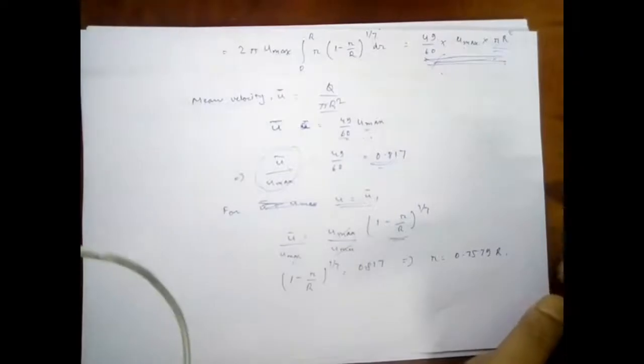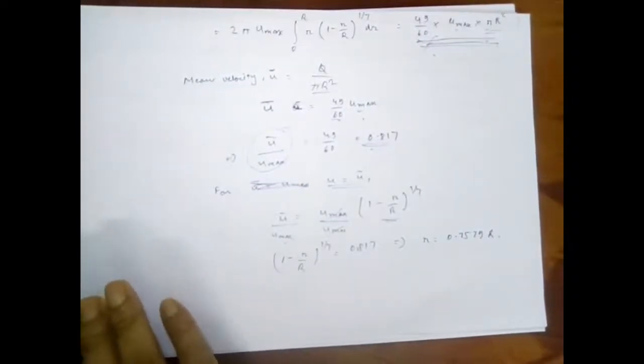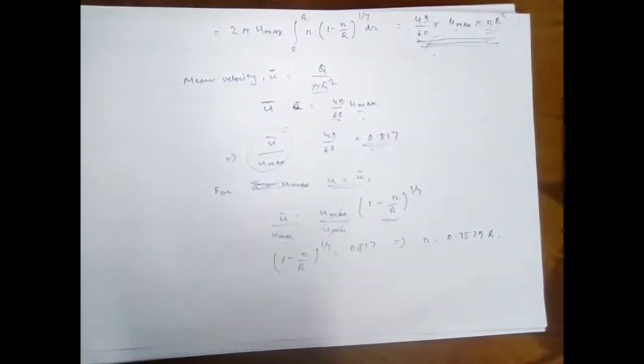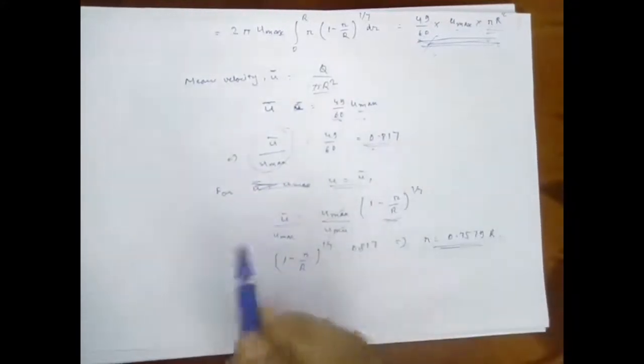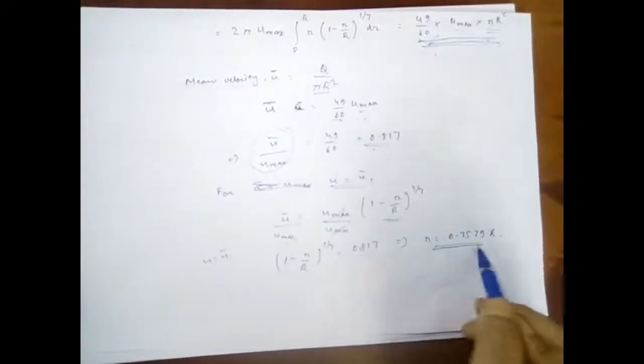So this is what we are getting, that r is equal to 0.7579 times the capital R, and that is, the actual velocity is equal to the mean velocity at a radius of this. So we can say that the actual velocity, that is small u, is equal to u bar, the mean velocity at this radius from the center of the pipe.